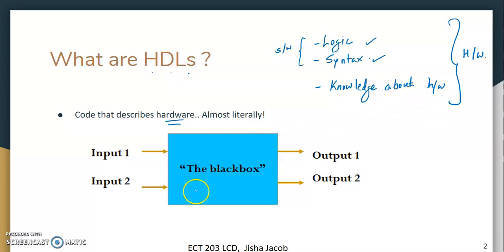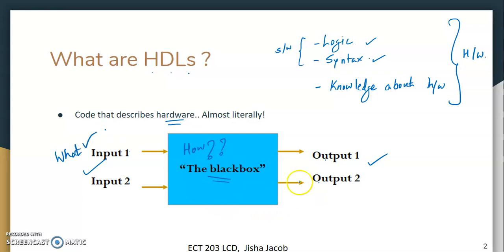Okay. Now let me try to explain how a hardware language works, or how it is actually used to describe the hardware. Now think of this box that I've drawn here, this blue box that you see here, as a black box. What do I mean by a black box? What I mean is that whatever is inside the black box, we do not know. We do not know what is inside it, but we know what it does. As in, when you give certain inputs, input 1 and input 2, I get certain outputs, output 1 and output 2. This is known. I know what the black box does, but I have no idea how it does it. So I know what it does, but I do not know how it does it.